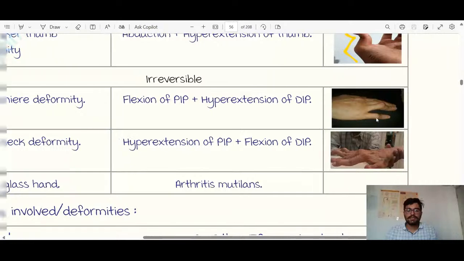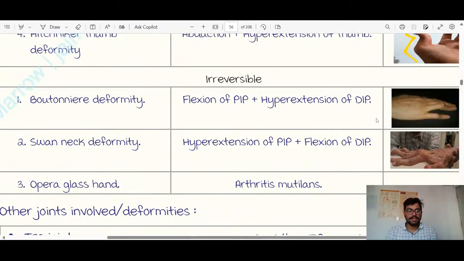And swan neck deformity, I will also talk about the swan neck deformity. Swan neck deformity is a hyperextension of PIP and flexion of the DIP. These are all very critical things, but you have to remember. You can see hyperextension of proximal interphalangeal plus flexion of the distal interphalangeal. So this can result in this type of deformity in this patient. One is an opera glass hand, arthritis mutilans.